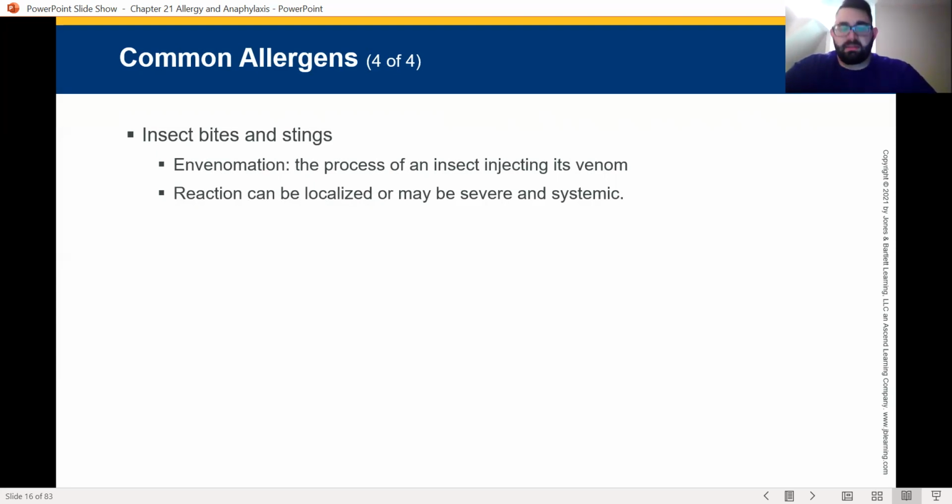I think it's called Hymenoptera sting. It's the study or process of insects and stings. It's going back a long time. Don't quote me on that.